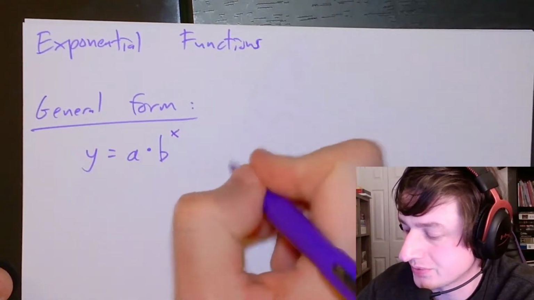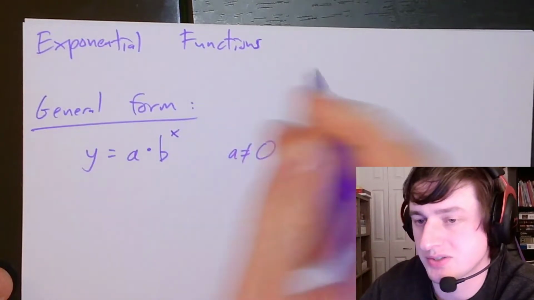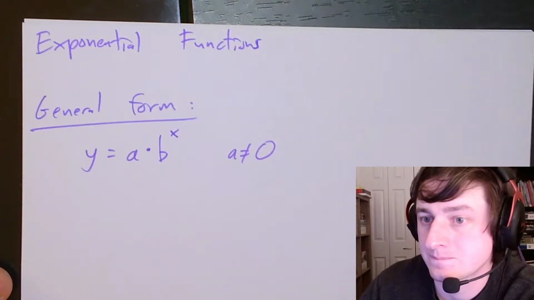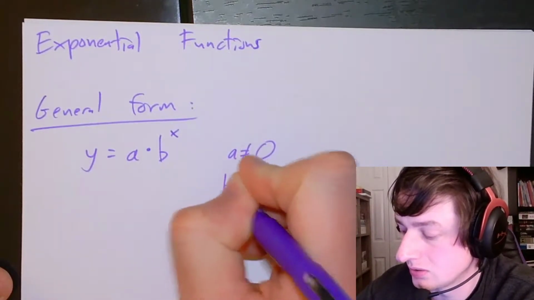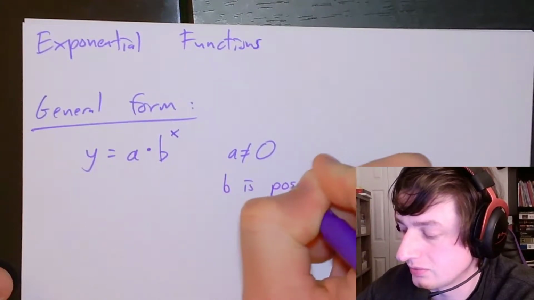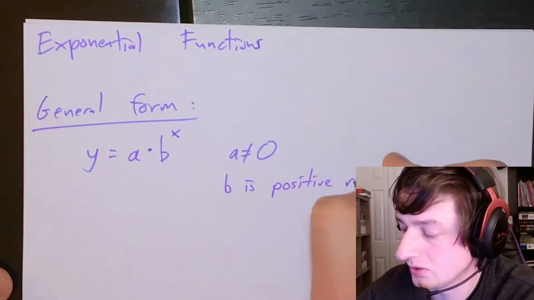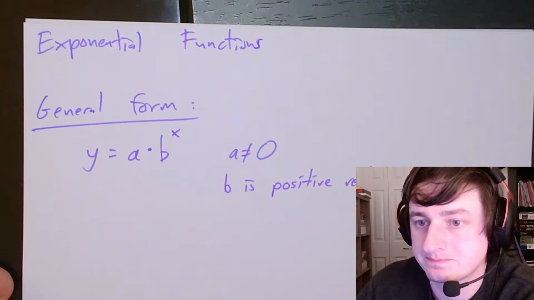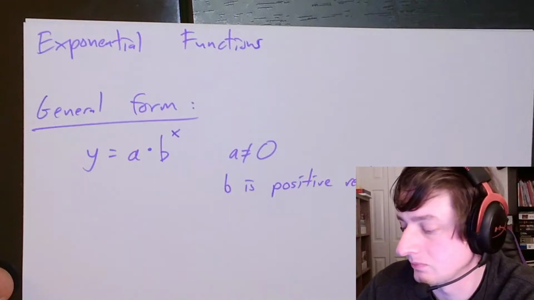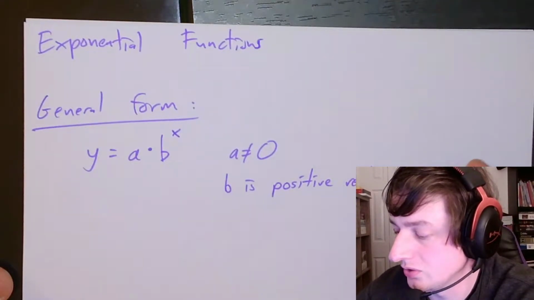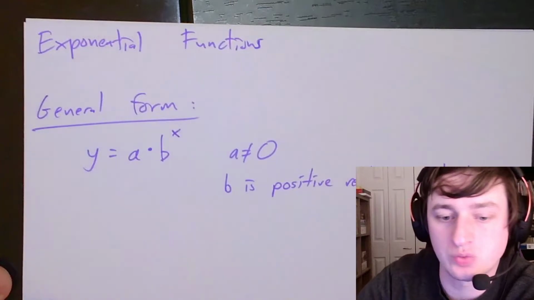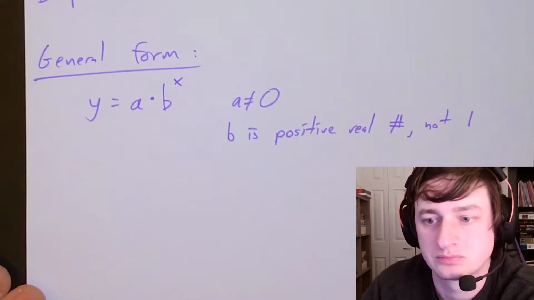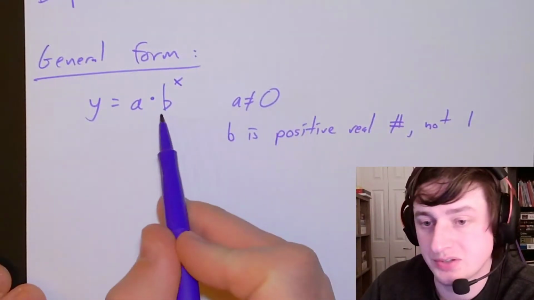Some rules here, or some information. A is not going to be 0, because that would mean that y is just always 0. B is going to be a positive real number. And it's not going to be 1. If it was just 1, we would just get a constant. So this is going to be a positive real number.